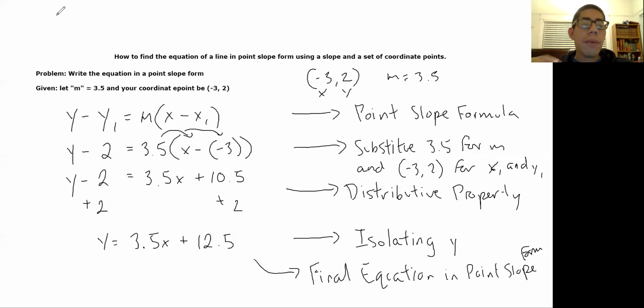So they give you this information beforehand. They give you one coordinate point and they give you the slope already there for you. You don't have to calculate the slope. This is the easiest that you're going to be able to do this. And here's how you're going to do this.